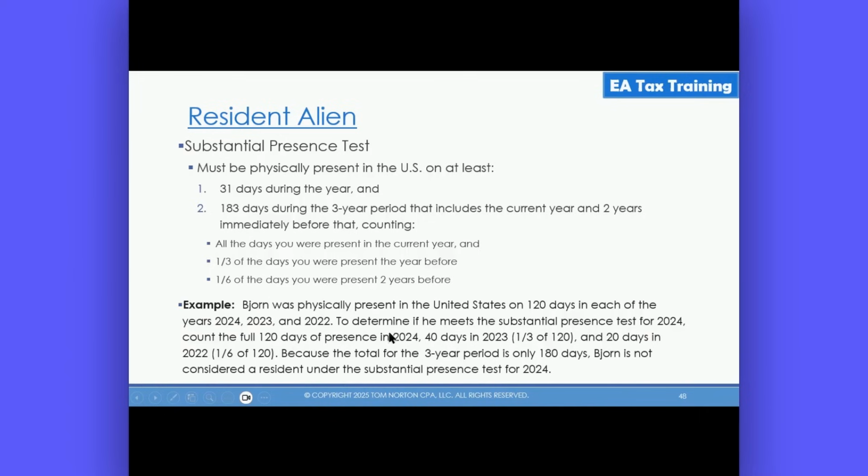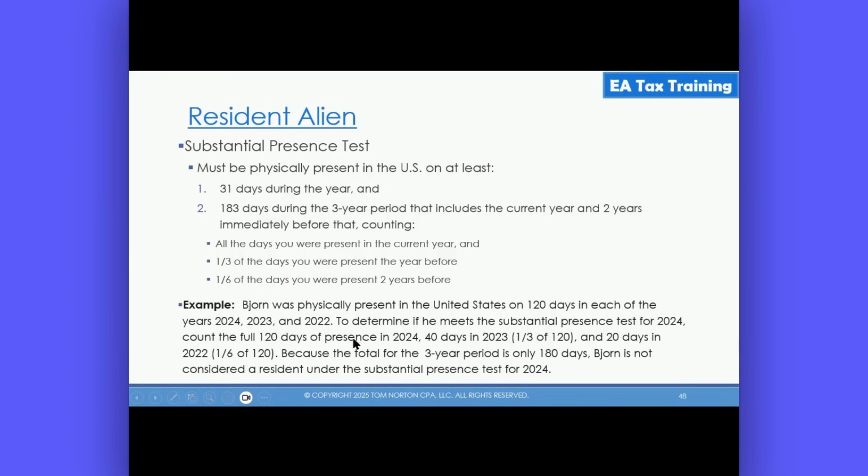Bjorn was physically present in the United States on 120 days in each of the years 2024, 2023, and 2022. So we know that he meets this first test, which is 31 days during 2024. He was physically present for 120 days in 2024. So definitely meets this first test. So the question is, does he meet this second test for the 183 days? So how do we determine that?